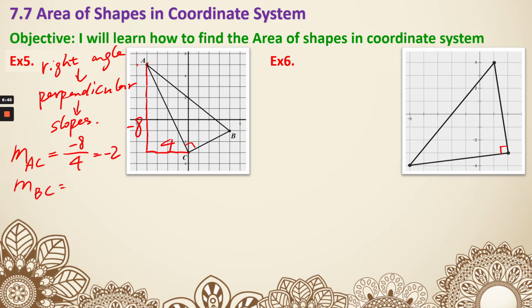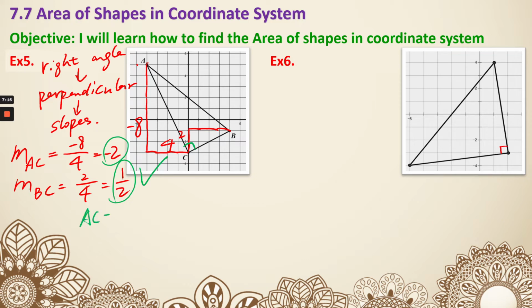As for BC, that is going to be from C to B actually, up 1, 2. To the right, 1, 2, 3, 4. So it's 2 to 4, which is 1/2. Now if you look at these two numbers, -2 and 1/2, clearly they are opposite and reciprocal, which means these two sides are perpendicular. We confirmed this is a right angle, so now we can just use one side as a base, the other side as a height.